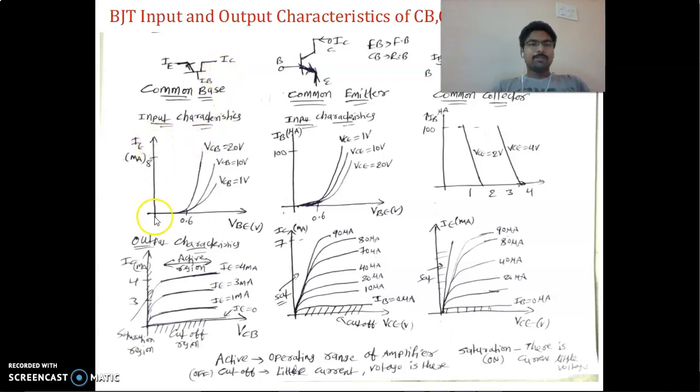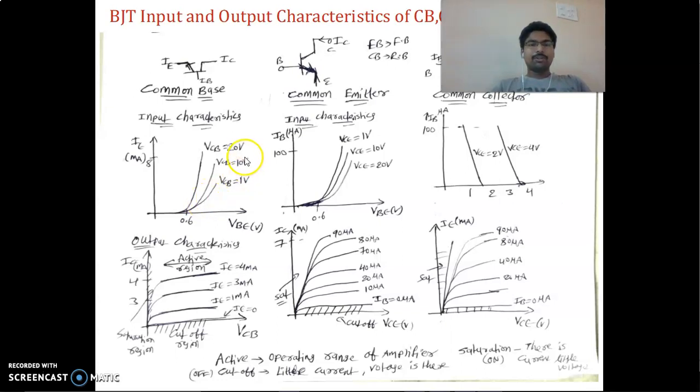Now I am plotting the input characteristics for the common base configuration by using the input parameters, that is between VBE and IE. As VBE increases, the IE current is going to increase. While plotting the input characteristics, we have to keep the output voltage constant, that is, the VCB voltage is kept constant. So VCB is kept at 1 volt and I am increasing the VBE voltage. The current starts increasing after 0.6 volts, like a normal diode.